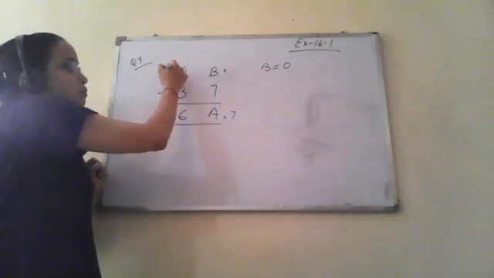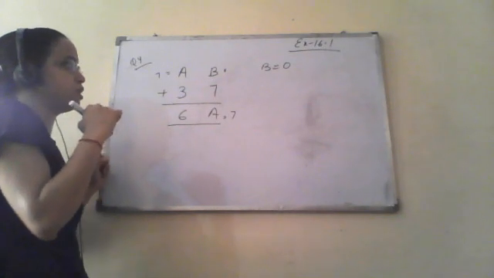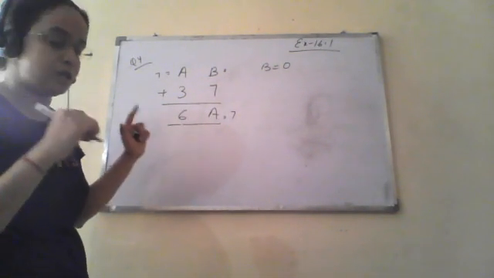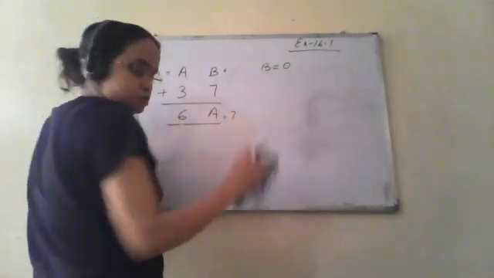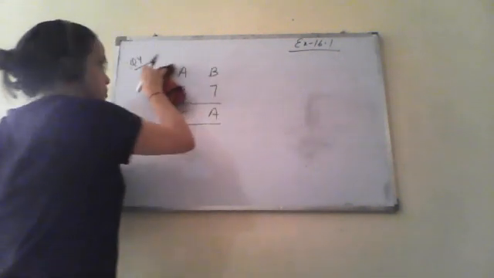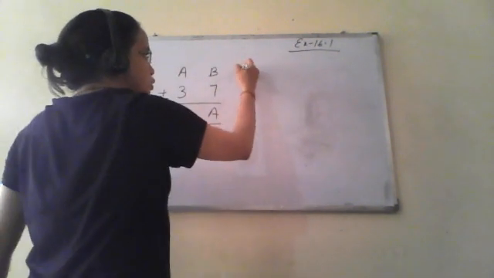Now if I am putting this here equals to 7, this 7 plus 3 will be 6. No, it will not be 6. It will be 10. So we cannot put B equals to 0. So now the next number we have to assume, we are taking B equals to 1.